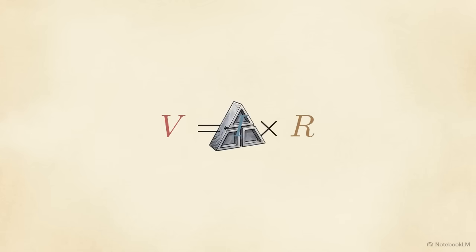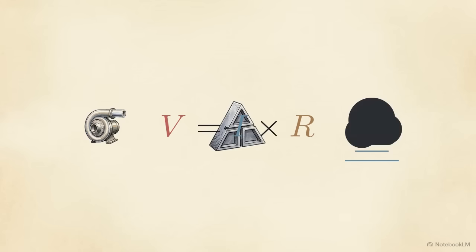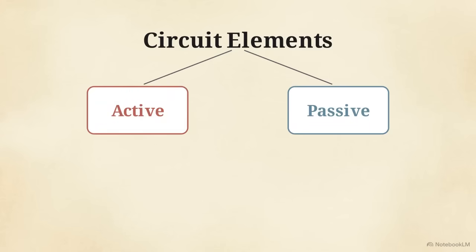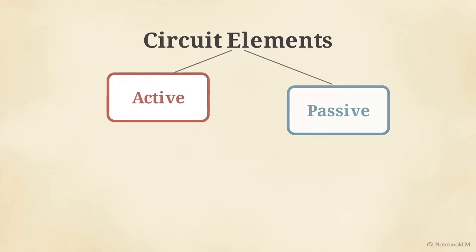By representing these systems as electrical equivalents, we can use the same laws of physics to analyze a hydraulic pump or a weather pattern. To navigate these models, we must first learn to categorize the building blocks that make them up. Every element in a circuit is either active or passive.